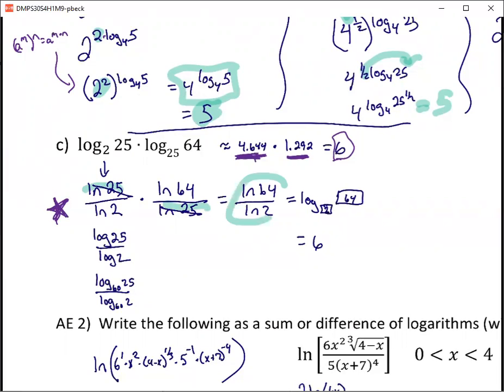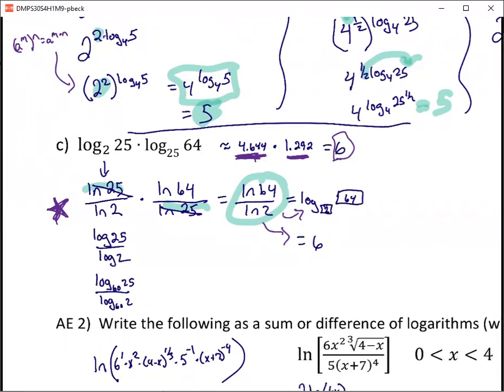And then this again throws students off, and it's using that property backwards. Natural log of 64 over the natural log of 2 is log base 2 of 64, which in turn can simplify to 6.